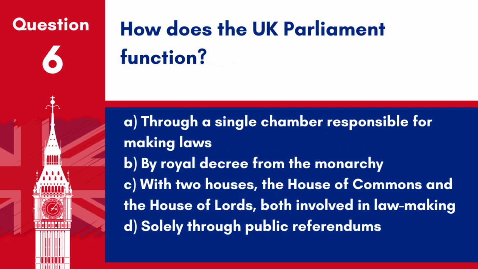Question 6. How does the UK Parliament function? A. Through a single chamber responsible for making laws. B. By royal decree from the monarchy. C. With two houses, the House of Commons and the House of Lords, both involved in lawmaking. D. Solely through public referendums.